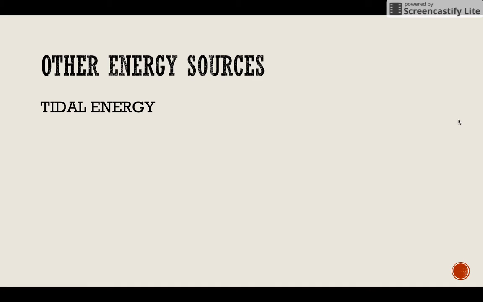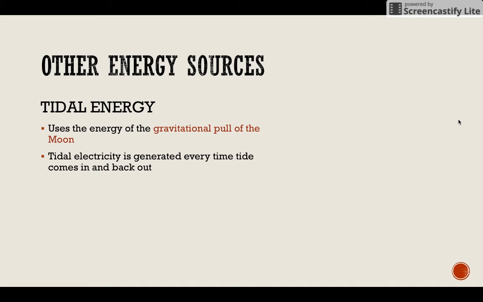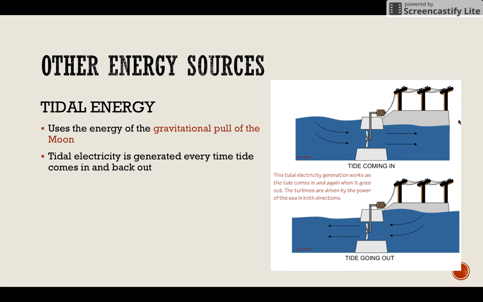Here's tidal energy, and this actually uses the gravitational pull of the moon. It's not anything to do with the solar system, it's the gravitational pull of the moon that actually moves the tide, moves the waves. Okay, so it actually measures, gives power of the tide coming in and the tide coming out. And those forces drive the turbine and make it spin.